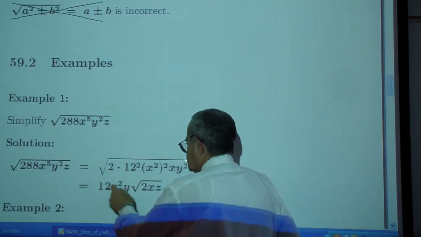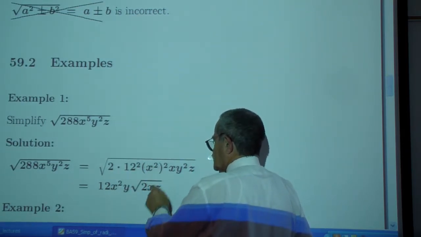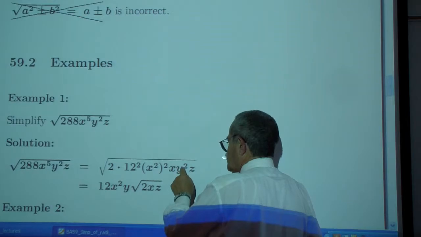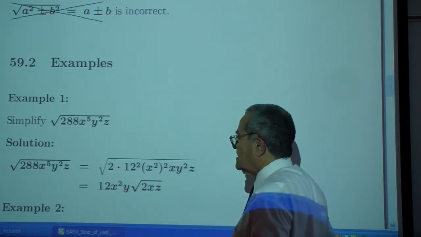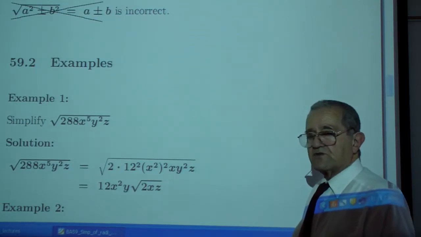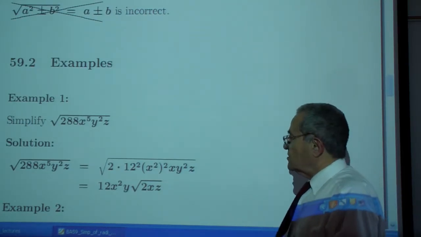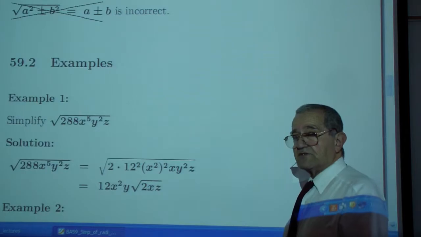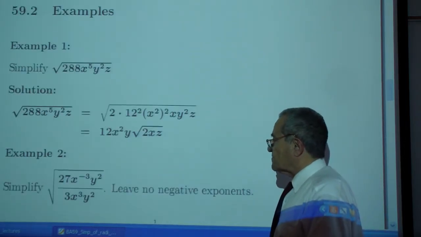12 times 12 comes out as 12, x squared times x squared comes out as x squared, y times y comes out as y. That's as simple as taking a square root of a product or a quotient is. Again, not plus or minus, be careful.